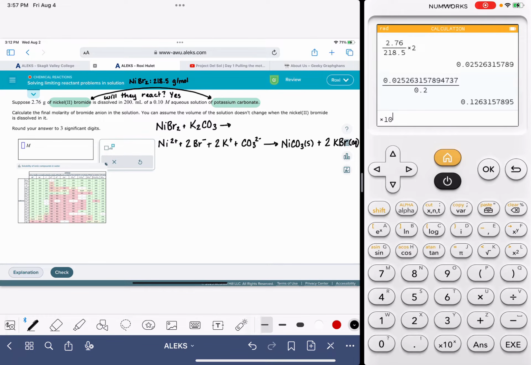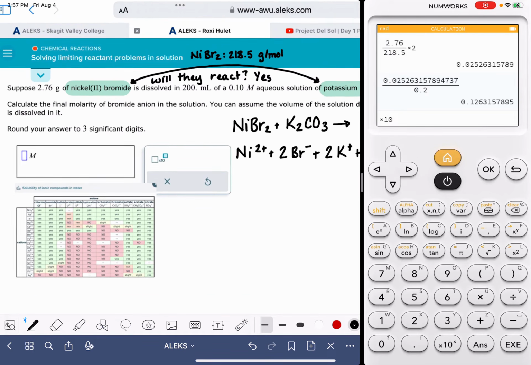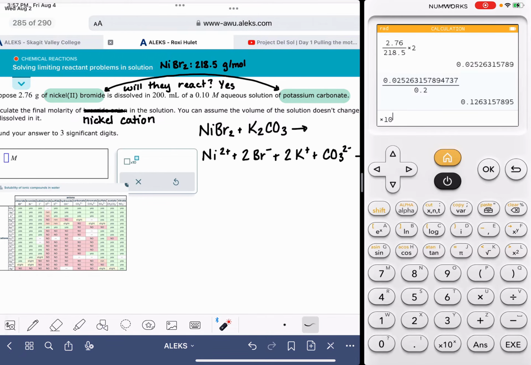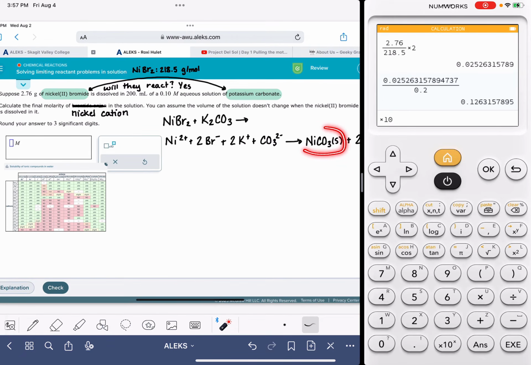So the harder version of this problem would be if ALEKS had asked me to calculate the final molarity of the nickel cation in the solution. This is a harder version of the problem because the nickel cation is involved in the formation of this precipitate, nickel carbonate.